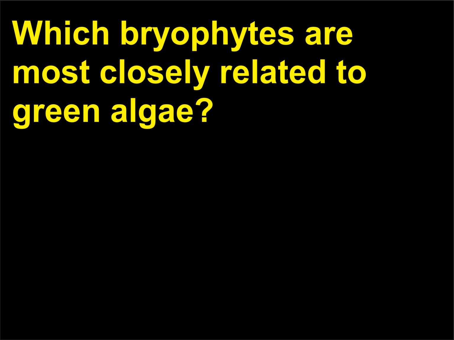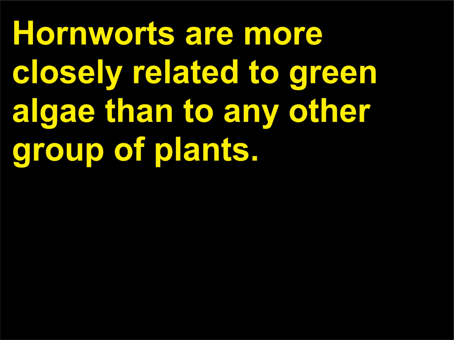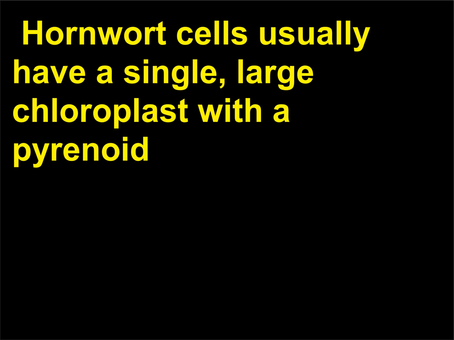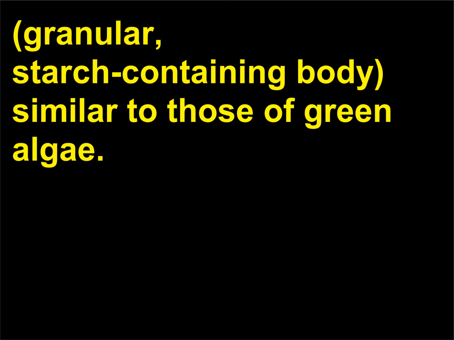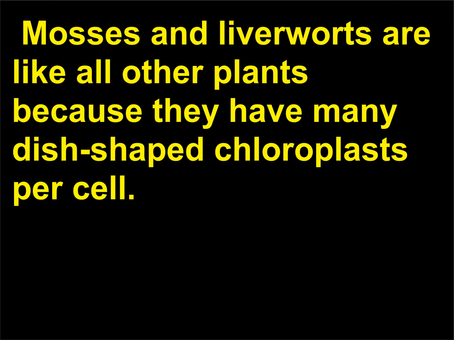Which bryophytes are most closely related to green algae? Hornworts are more closely related to green algae than to any other group of plants. Hornwort cells usually have a single, large chloroplast with a pyrenoid, a granular, starch-containing body, similar to those of green algae. Mosses and liverworts are like all other plants because they have many dish-shaped chloroplasts per cell.